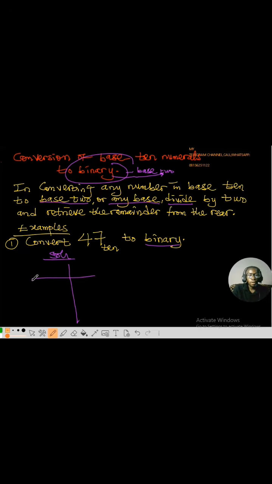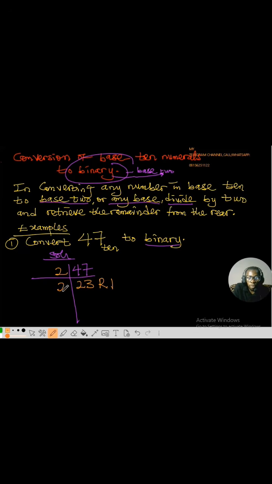Just go with this number. Place 47 here. Then I'm dividing that 47 by 2. How many times are you going to get 2 in 4? That will be 2 times. And again, 2 in 7, 3, but it's remaining 1. That is, 47 divided by 2 is going to be 23, remainder 1. That is, 23 times 2 is 46. So the remainder is 1.